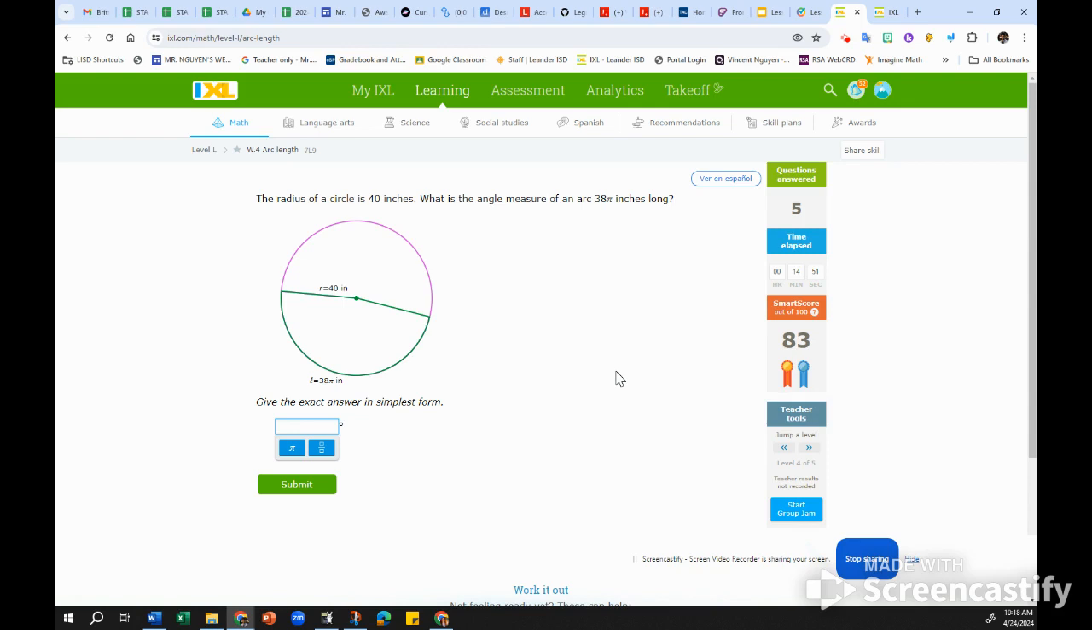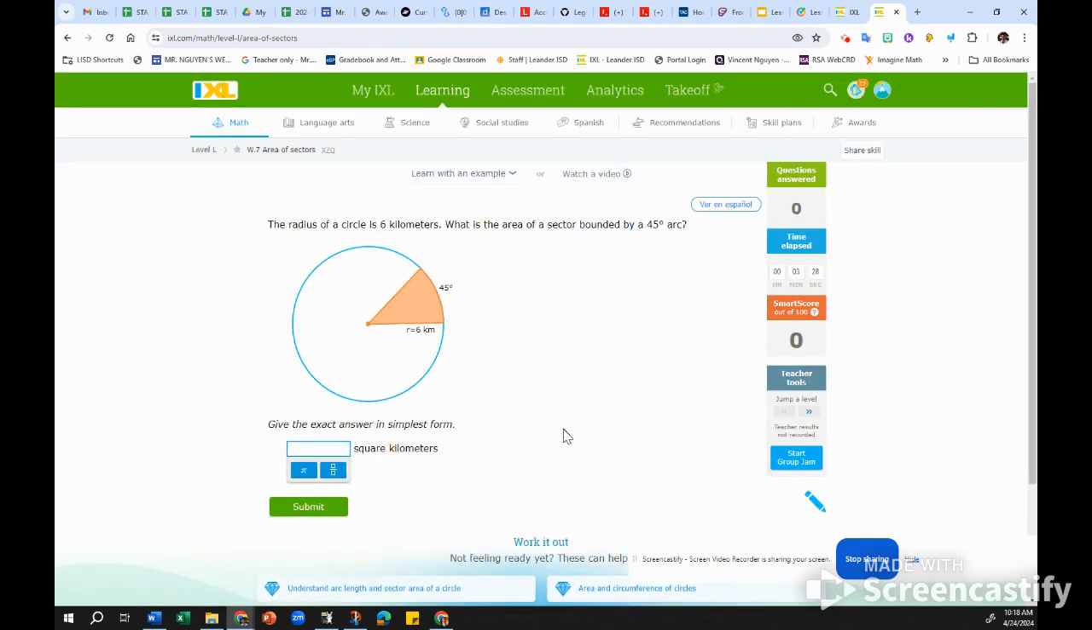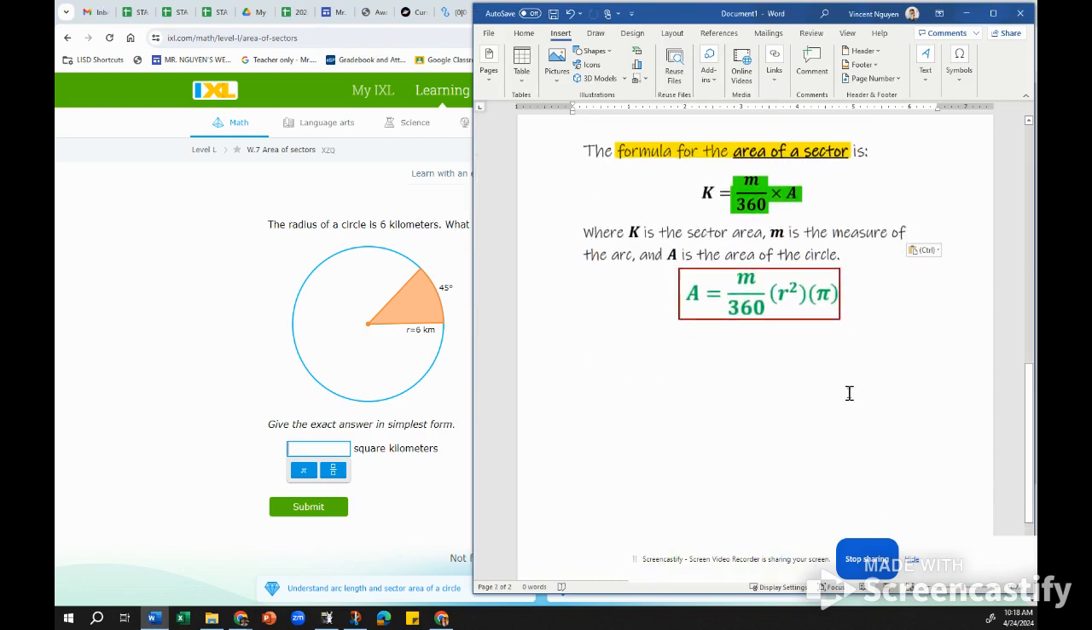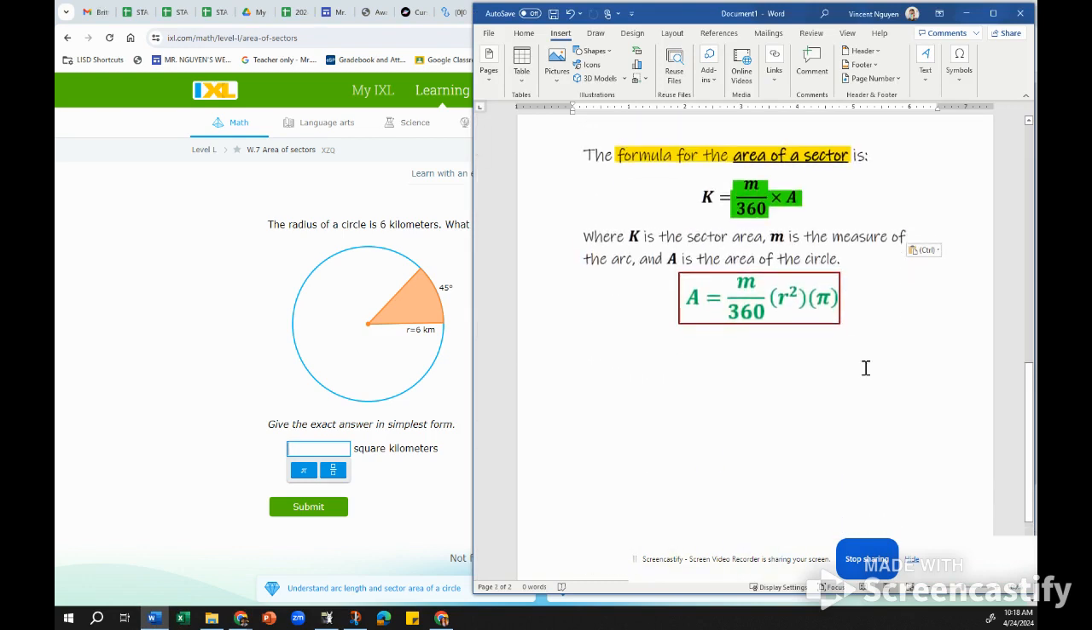You either substitute it in to find the arc length or you solve for the angle, okay? I'm going to go ahead and skip along and go to the area of sectors. Area of sectors is another formula, so let's take a look at that formula. It's very similar to the arc length formula. The area formula is the same, except we're dealing with area, so we're going to have a different formula. Instead of multiplying by the circumference, we'll multiply by the area of the circle instead, right?